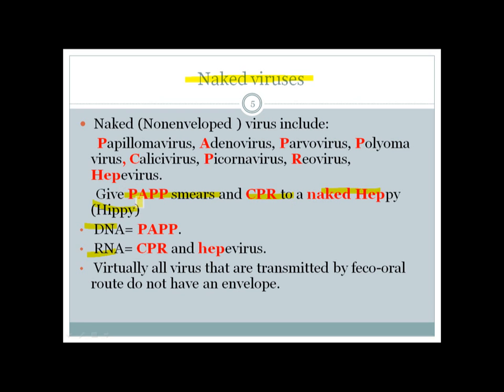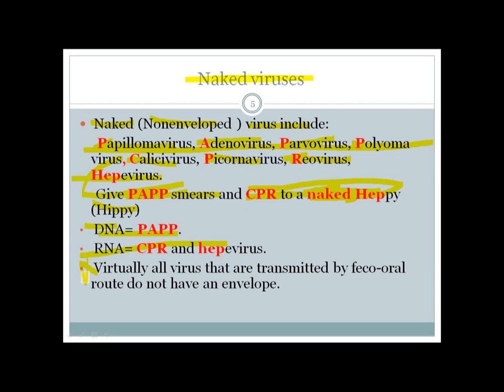This is the mnemonic for remembering the naked or non-enveloped viruses. The PAP portion is the DNA viruses, and CPR and naked hippie are the RNA viruses. For PAP: papillomavirus, adenovirus, parvovirus, and polyomavirus. Those are the DNA viruses. Below you have the RNA viruses, CPR: C for calicivirus, P for picornavirus, R for reovirus. And hippie means herpesvirus. So that shows you the naked viruses.